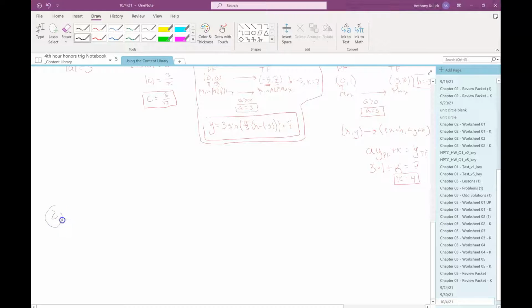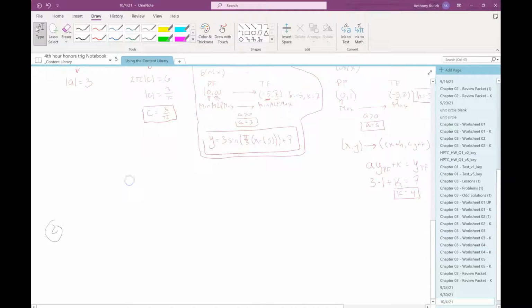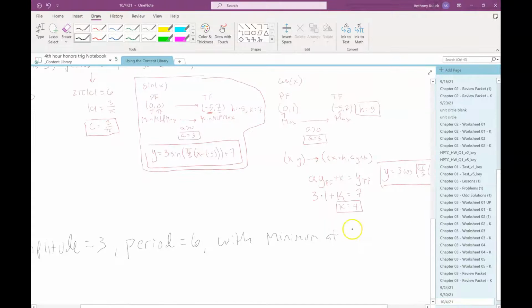What if we take the same situation, but let's say this time it has a minimum at -5.7.